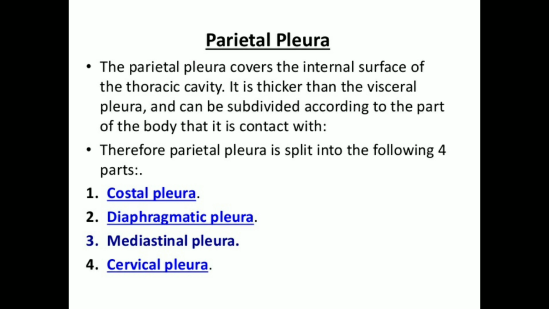So the parietal pleura consists of four parts. They are called the costal pleura, diaphragmatic pleura, mediastinal pleura and cervical pleura. Remember, the parietal pleura consists of these four: costal, diaphragmatic, mediastinal and cervical pleura.